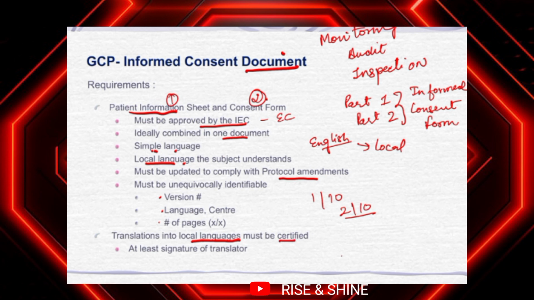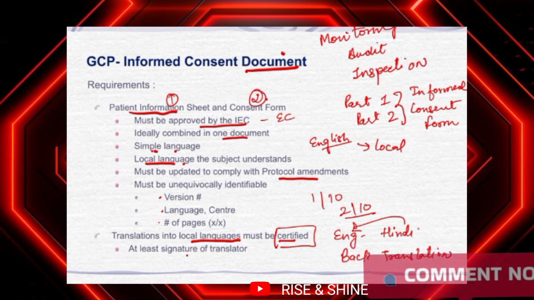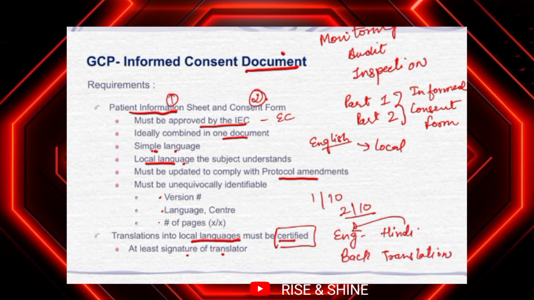There are translation agencies, and back translation is very important. Back translation is done just to ensure that it is saying the same thing word for word. So if you have converted English to Hindi, then back translation is Hindi to English, and it will be certified that the information is translated perfectly fine. And there should be a signature of the translator who is handling the translation. They should be signing this particular document. So this is about the document.